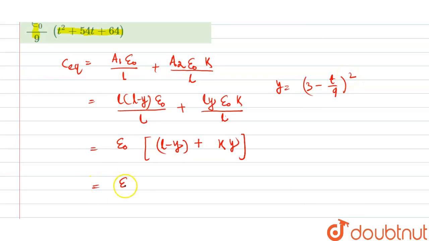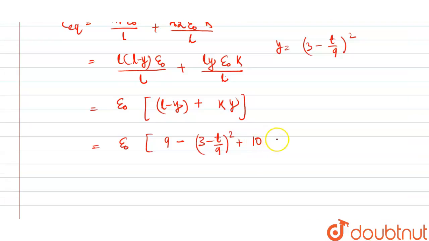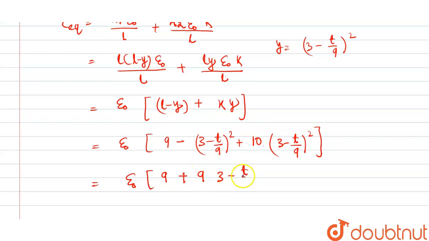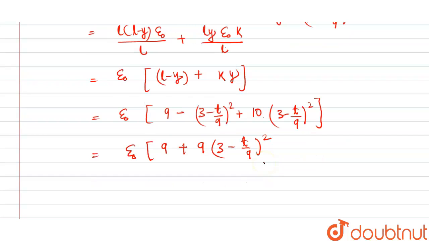So if we put here epsilon into L, which is given 9, the length is 9 meter, minus y, which is (3 minus t by 9) whole square, plus k into y. We can directly put the value of k, which is given as 10, so this is 10 into y, that is (3 minus t divided by 9) whole square. So what we are getting here is epsilon into 9 minus, and this will be plus because 10 minus 1, that is plus 9, 9 of (3 minus t divided by 9) whole square, right?